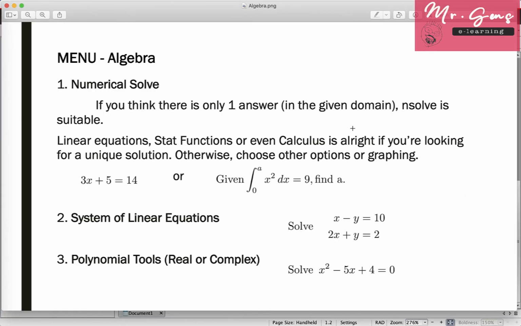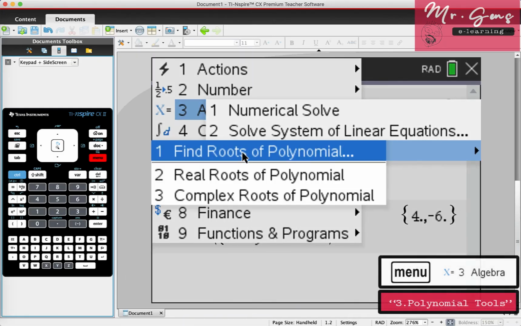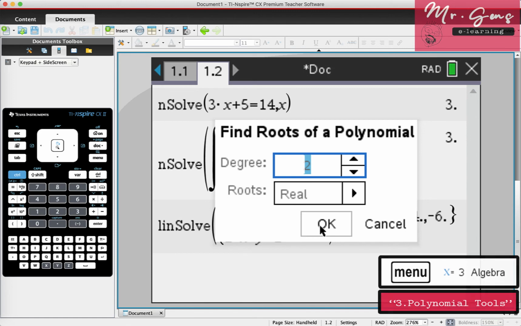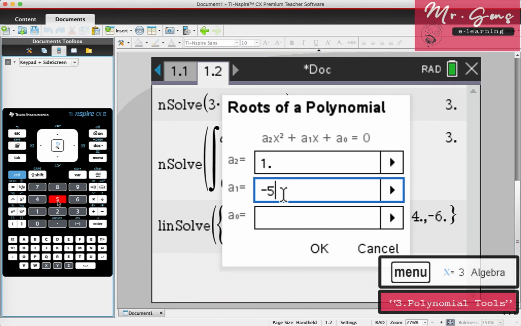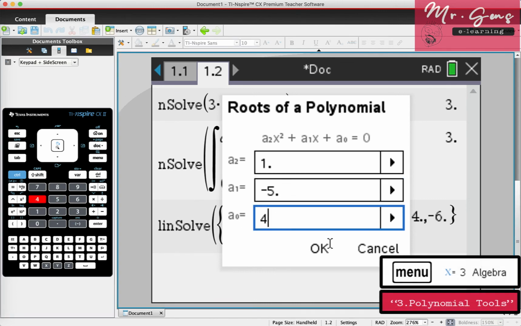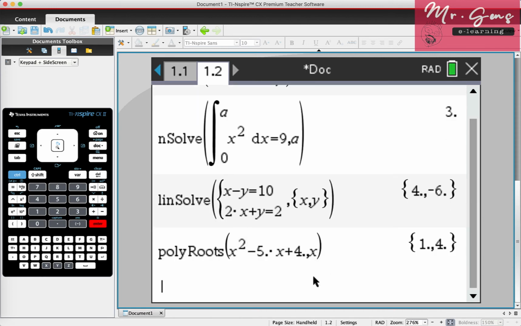the solution. And the third option is for polynomials. It can be real or complex solution. I have just selected a simple quadratic equation. Let's type this one. We have to write the coefficients. The syntax is similar to numerical solve. Calculator will try to solve for x, but this time there can be two or more solutions.